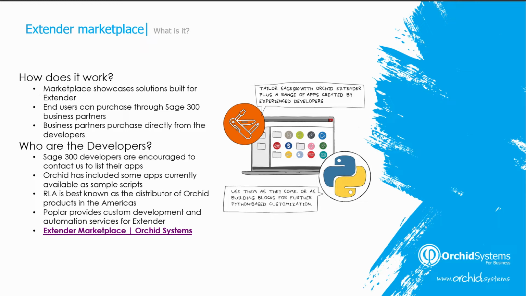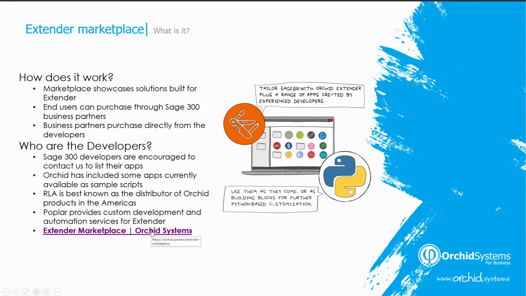Robert Lavery and Associates, also known as RLA, is best known as the distributor of Orchid products in America and have developed some workflow apps that Scott will demonstrate today. Poplar has been providing custom development and automation services for Sage 300 building on Extender, and is also well known as the developer of Customization Manager and Remote Action Service.